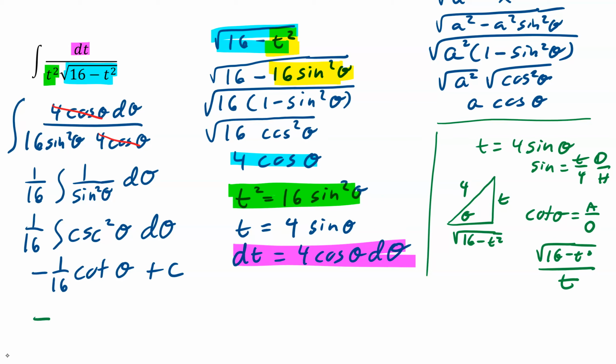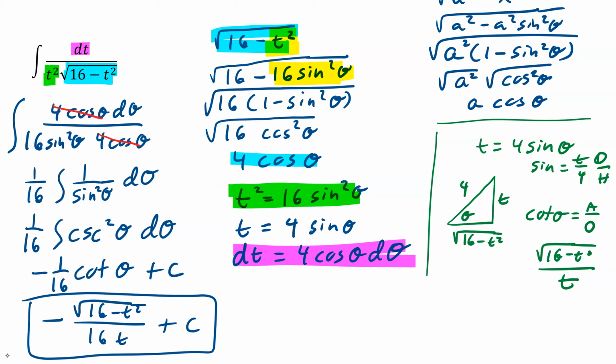So we end up with negative, let's put that back in blue, negative, and then on the top of our fraction we have 16 minus t squared. And then on the bottom we have 16t, and then we put a plus c. And there you go. And these are the same steps that are going to work on every single problem. All we're going to be doing through these videos is changing the different substitutions. So we're going to be using sine, tangent, and secant based on what they're giving us as our binomial.